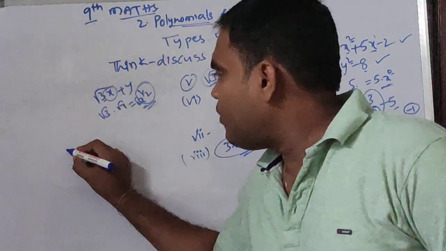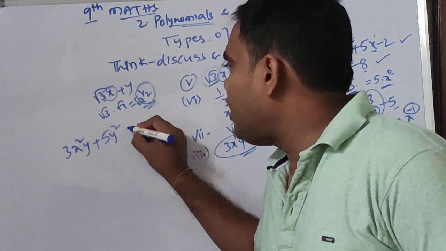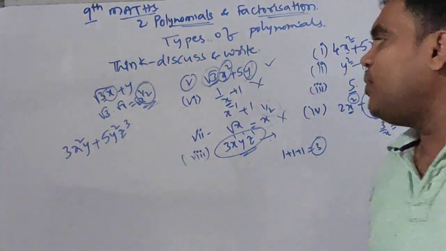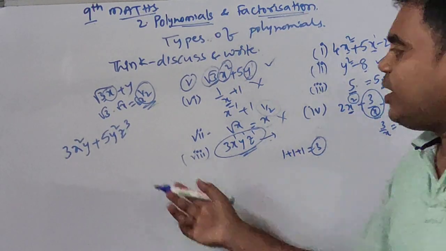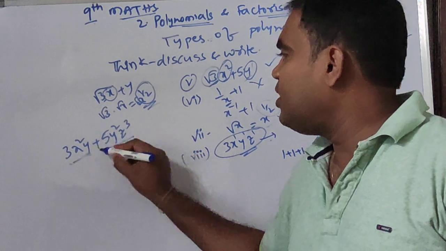For example, I am taking one example, 3x square y plus 5y square z cube. For example, this is a polynomial. And also it is a binomial. Binomial means which containing two terms. This is one term, this is one term.